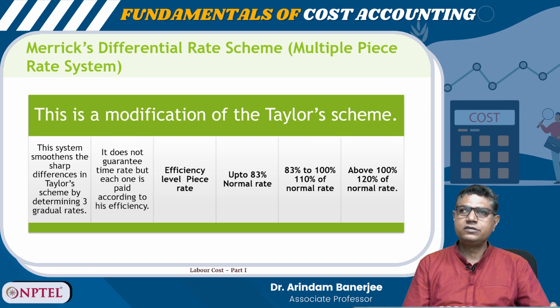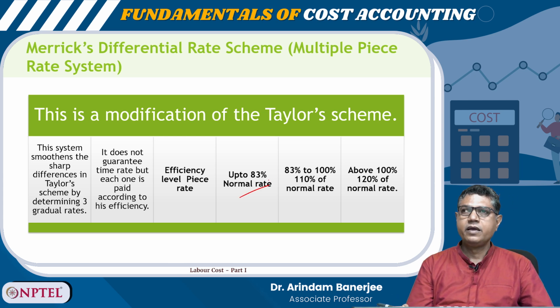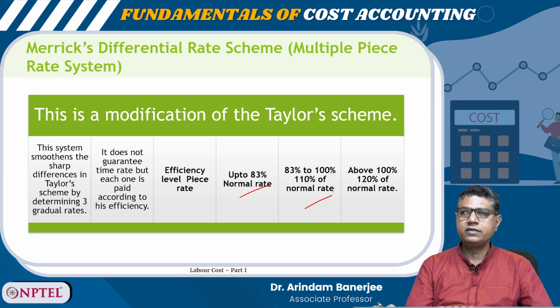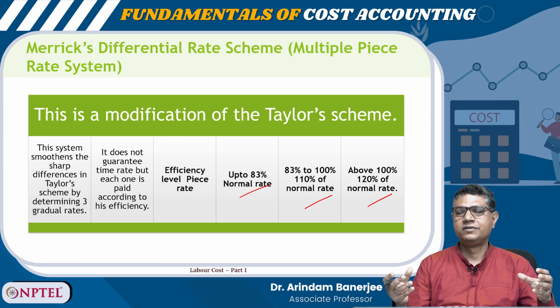So, what are those 3 levels? Up to 83%, normal rate; 83 to 100%, 110% of normal rate; and above 100%, it will be 120% of the normal rate. So, if you compare with Taylor's, this system is slightly smoother, right.